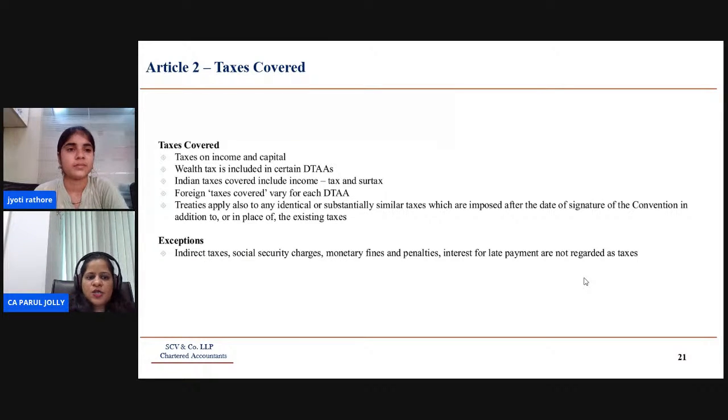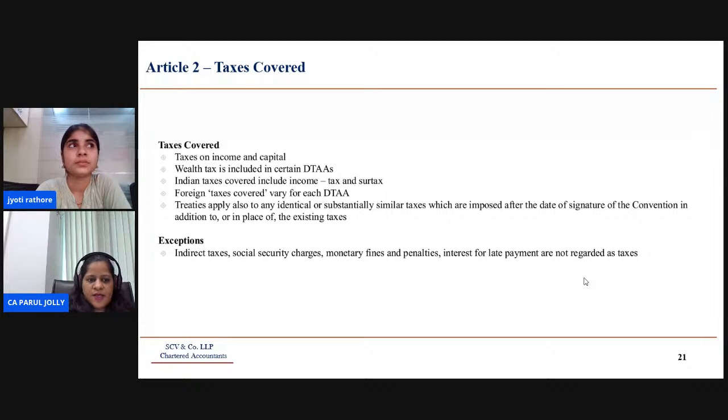It further says that treaties will also apply to identical or similar taxes which are imposed after the date of signature of the convention, in addition to or in place of the existing taxes. So, for example, in India in 2004-5, we have the cess, which is made applicable, which is similar and identical to the income tax. Hence, there is jurisprudence available concluding that education cess comes under this category of identical or substantially similar tax and gets covered in DTA.